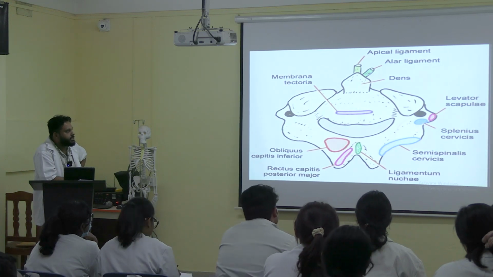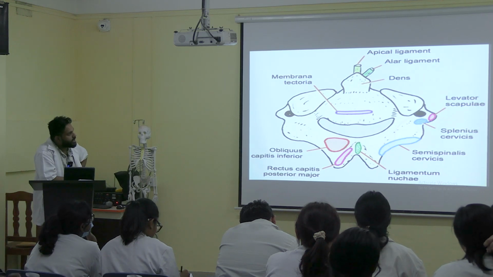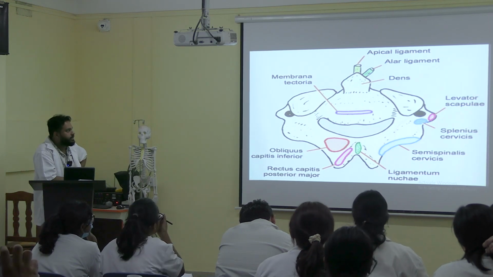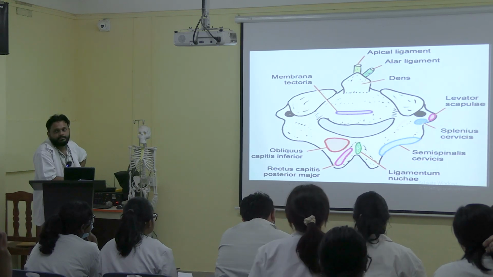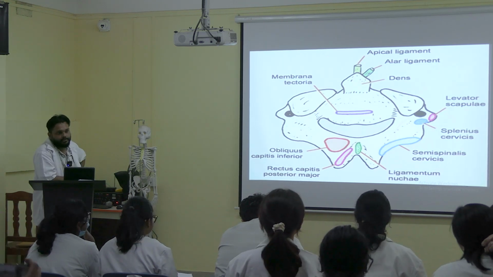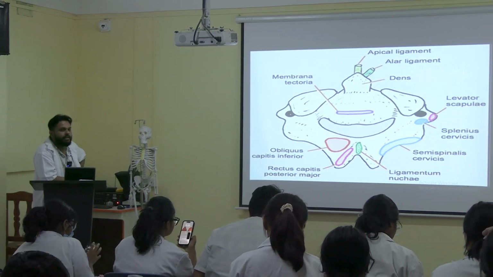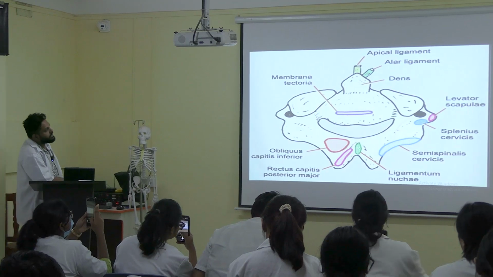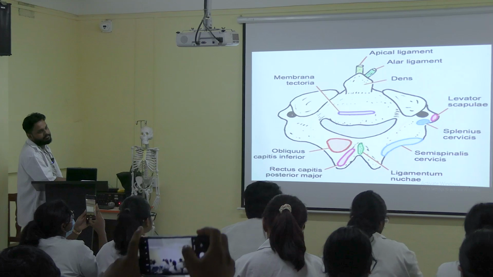What is this region? Transverse process. So along the transverse process, what are the structures related? Levator scapulae, splenius cervicis. Take a picture of this one. Levator scapulae and splenius cervicis. Just you have to know the parts. Then you will be able to describe.